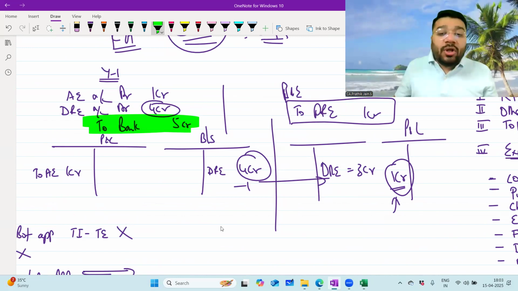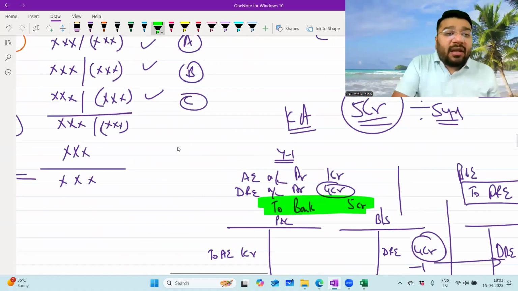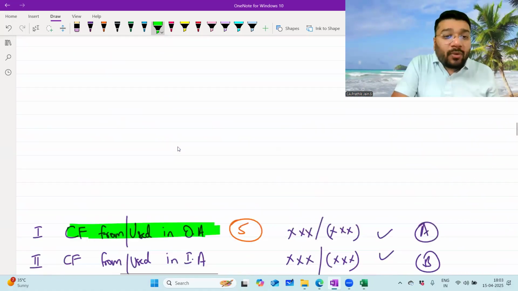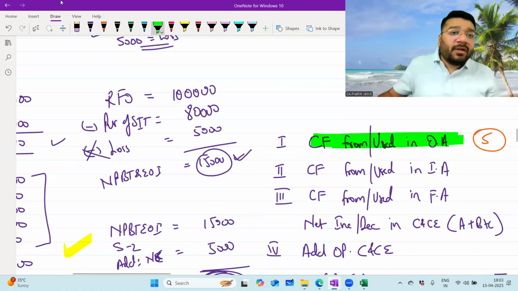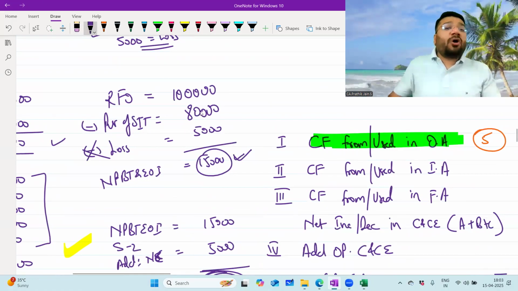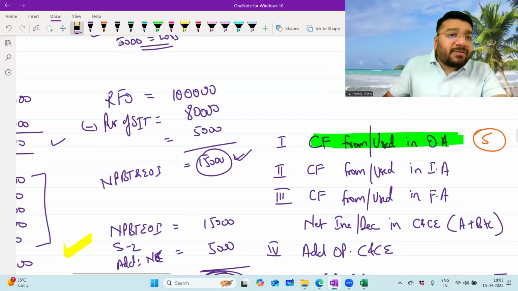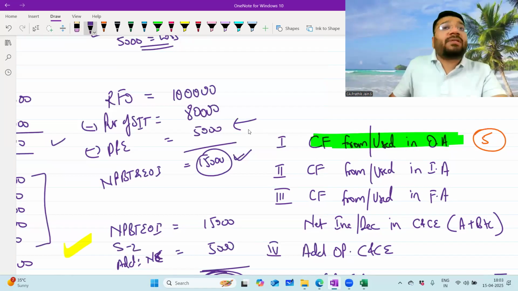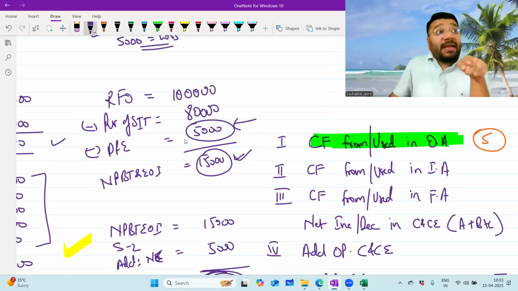But now what did you do? You have subtracted deferred revenue expenditure. So now come back to our example. Revenue from operations, 1 lakh. Purchase of stock in trade, 80,000. And I have subtracted deferred revenue expenditure, how much? 5,000 rupees.